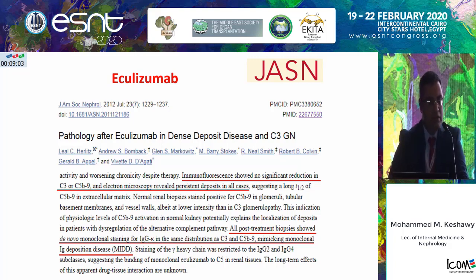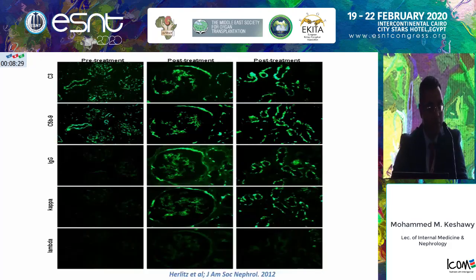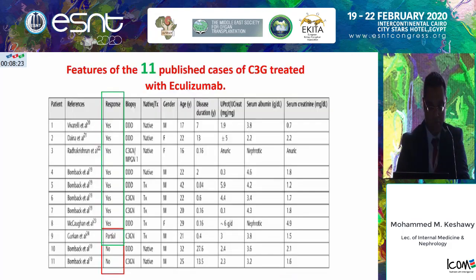But this study, in the same year, investigated the histological alteration with the use of eculizumab. Immunofluorescence showed no significant reduction in C3 or the membrane attack complex, and electron microscopy revealed persistence of deposits in all cases, and all post-treatment biopsies showed de novo monoclonal staining of IgG kappa type of the same distribution as the C3 and membrane attack complex, mimicking monoclonal immunoglobulin deposit disease. And here is the pathology in the pre-treatment and post-treatment immunofluorescence, and there is no reduction in the deposits.